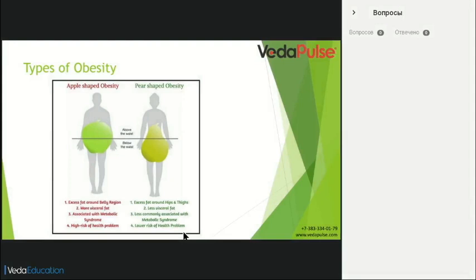Now, based on where the fat is placed in the body, again, the obesity can be classified into two types.